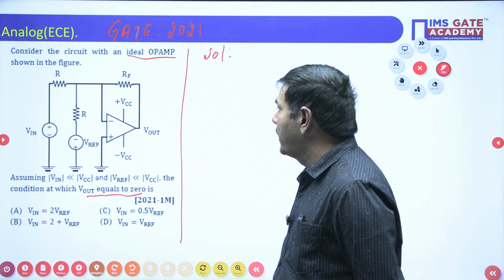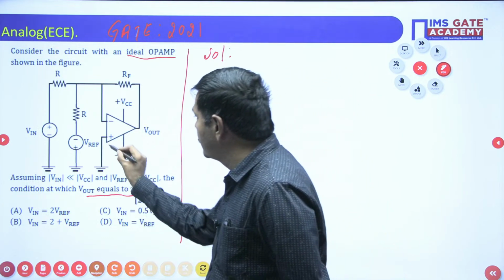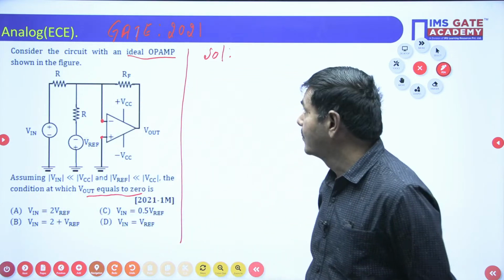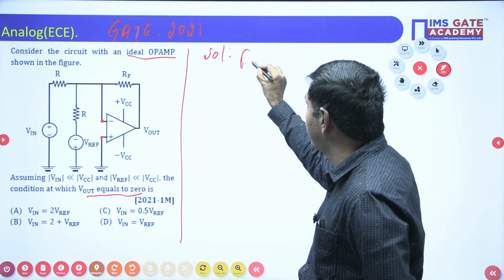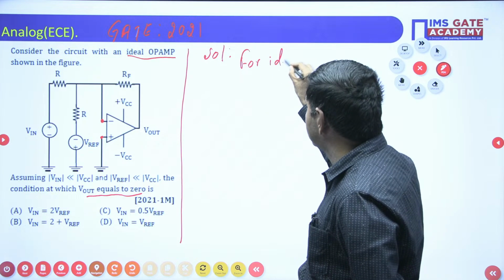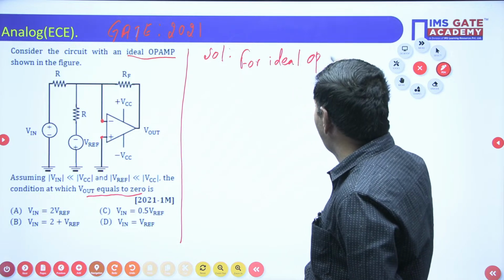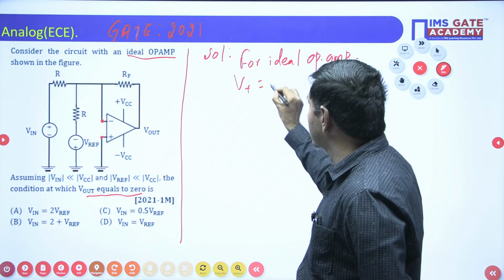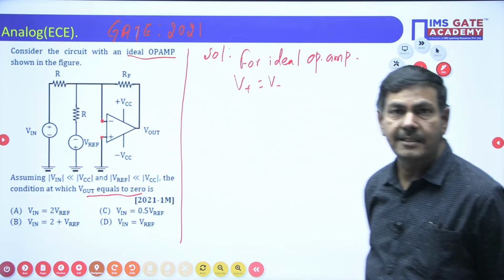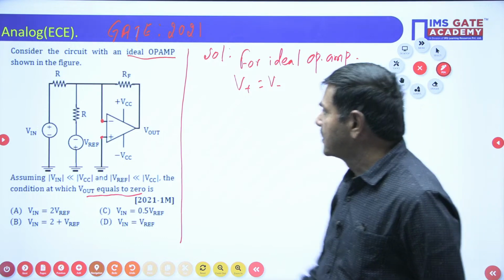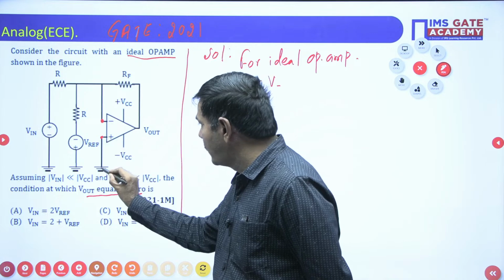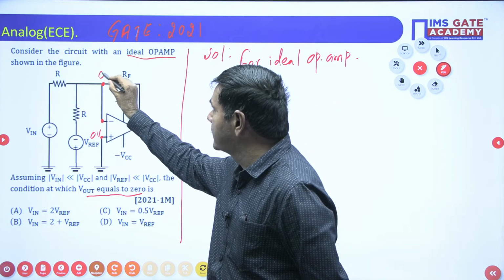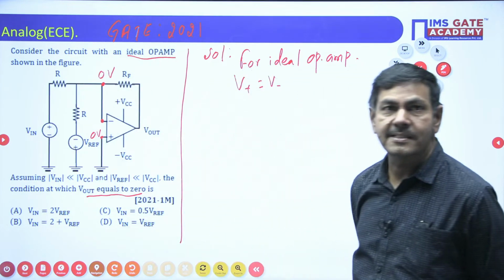This is an ideal op-amp that is given. In an ideal op-amp, you know very well, V plus and V minus are the same. For an ideal operational amplifier, V plus is equal to V minus only. That condition will be satisfied. So what is V plus? 0 voltage only. V minus also has the same 0 voltage maintained. V plus and V minus are the same.